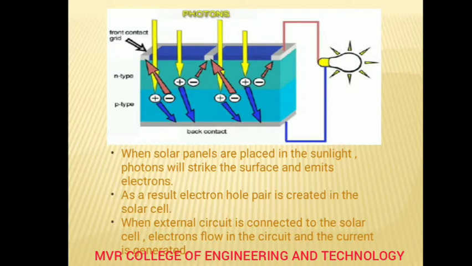I am repeating again. These solar panels are placed in the sunlight, and the photons will strike the surface. I mean to say, whenever the sunlight hits this panel, the absorption of heat will be done, and these photons will strike the surface and emit electrons. When an external circuit is connected to the solar cell, the electron flow will happen directly. If you connect this external circuit directly to the solar panel, the current will be generated.